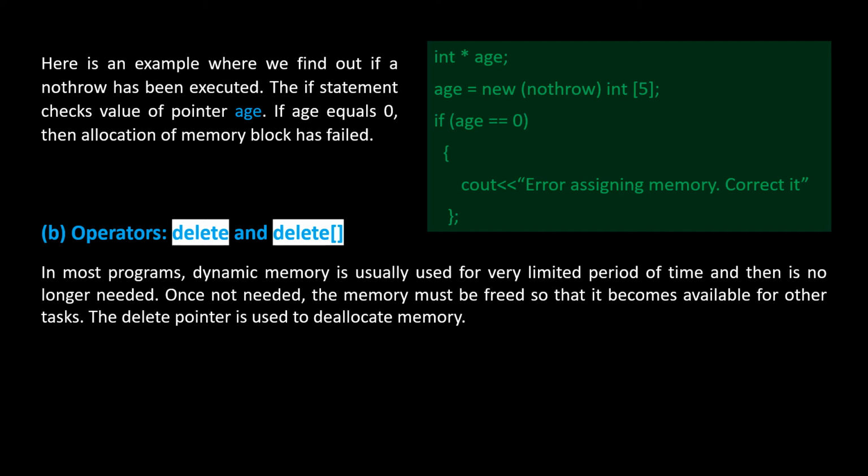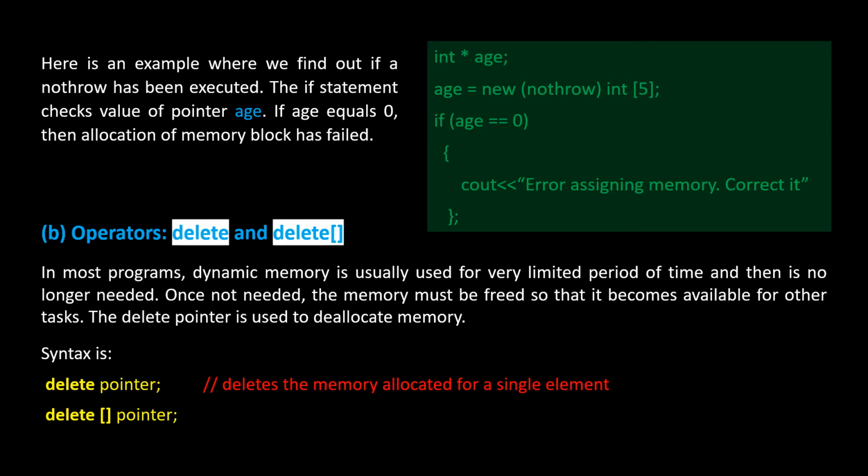The delete pointer is used to deallocate memory. Syntax is delete pointer. It deletes the memory allocated for a single element. The delete[] pointer. It deletes the memory allocated for an array or sequence of elements.